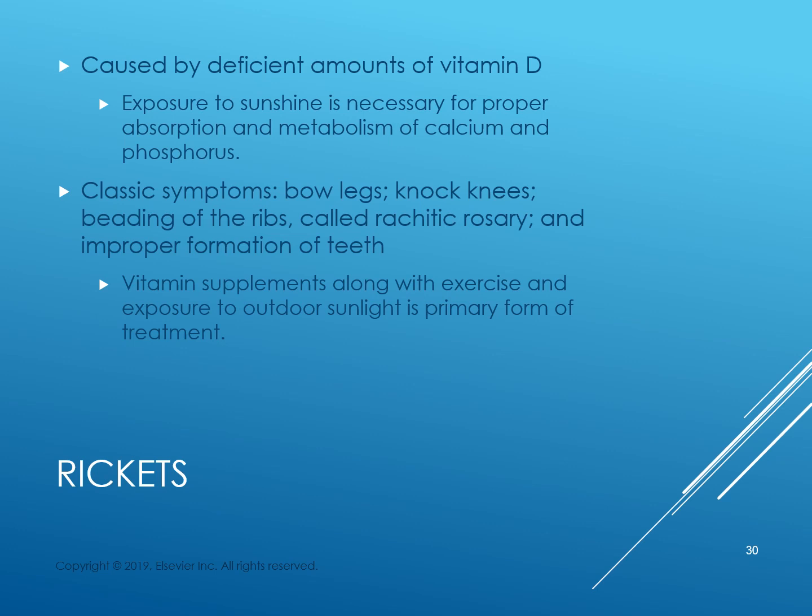Rickets is a disease of infancy and childhood caused by deficient amounts of vitamin D. The classic symptoms of rickets are bow legs, knock knees, beading of the ribs, called rachitic rosary, and improper formation of the teeth. The nurse should guide parents concerning the need for an optimal, well-balanced diet, exercise, and exposure to outdoor sunlight.